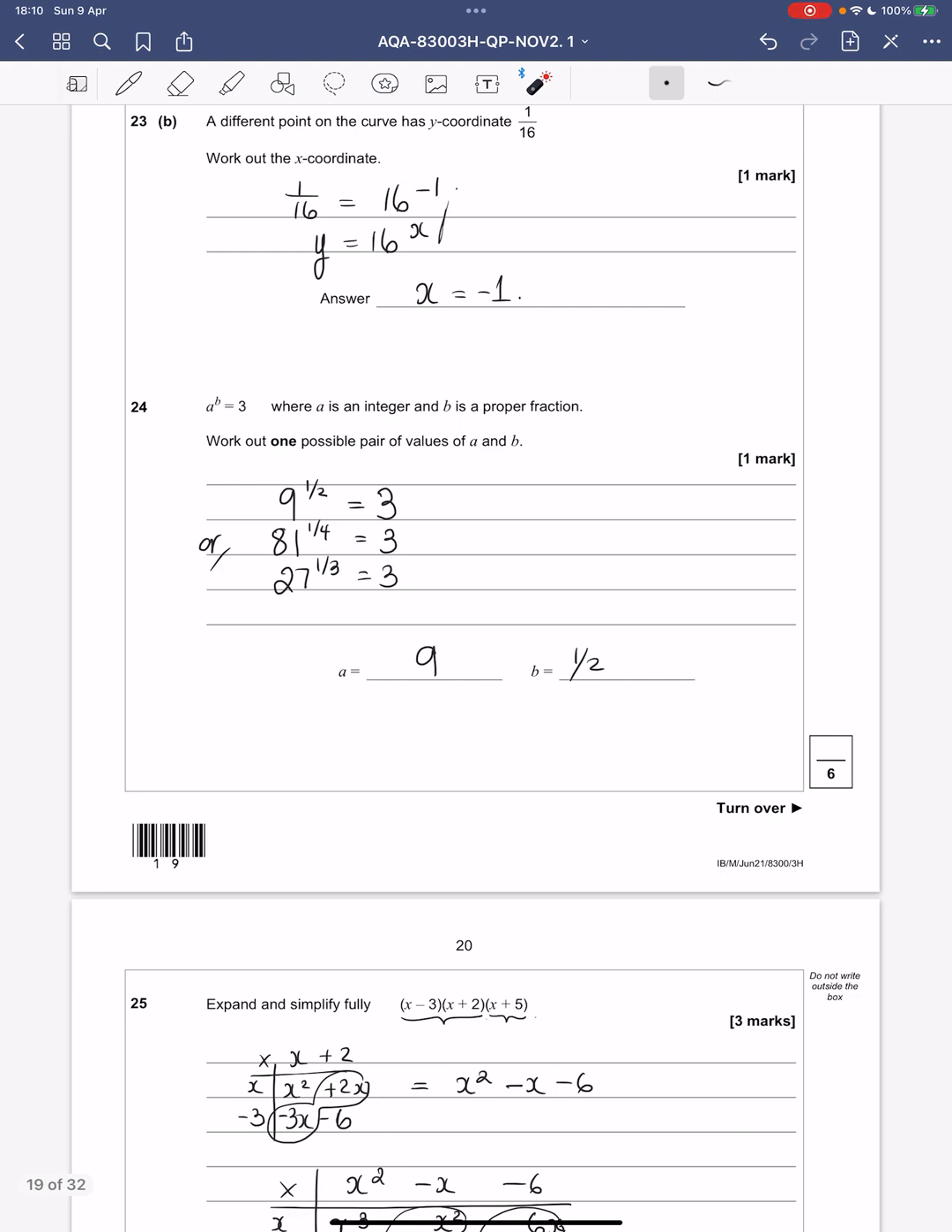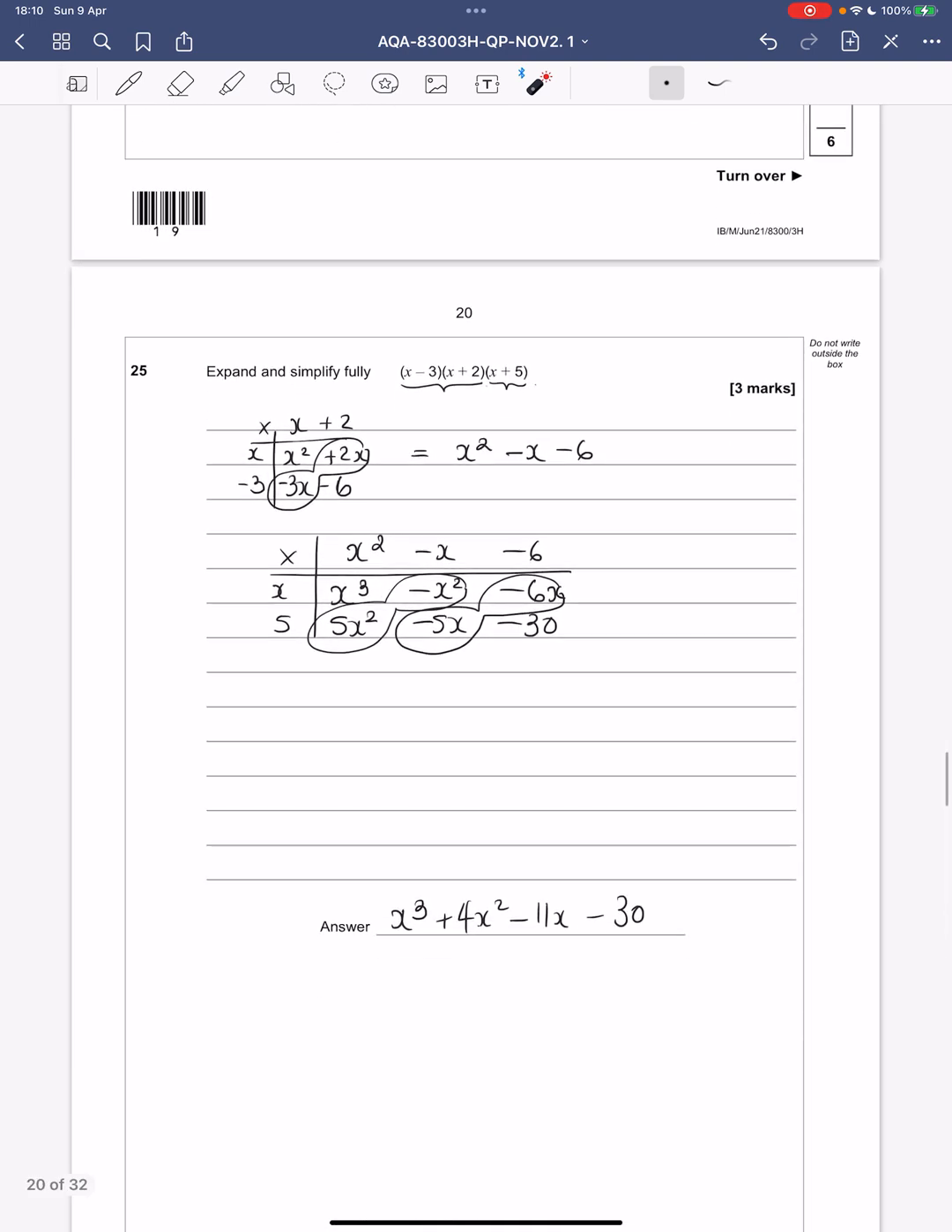Number 24. a to the power b is 3, where a is an integer, b is a proper fraction. Work out a possible pair of values of a and b. Well, the one that came to my mind is that 9 to the half is 3, because a half is the square root. But other ones you could have are 81 to the quarter or 27 to the third, because they're all 3 as well. And they'll all come up on your calculator as well. So a is 9, b is a half is the one that I first thought of.